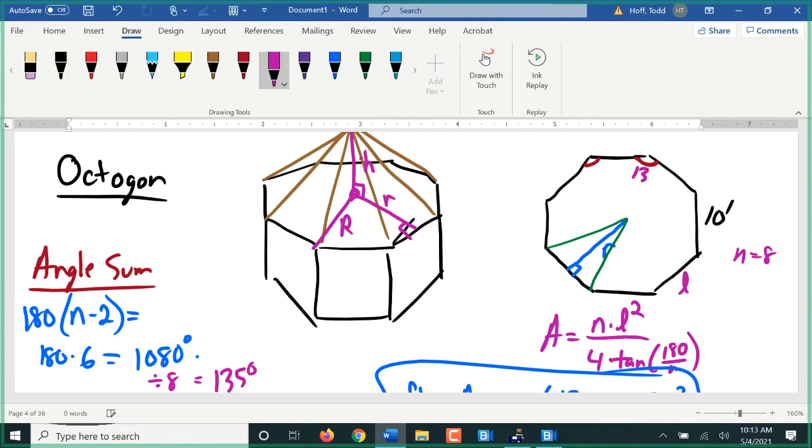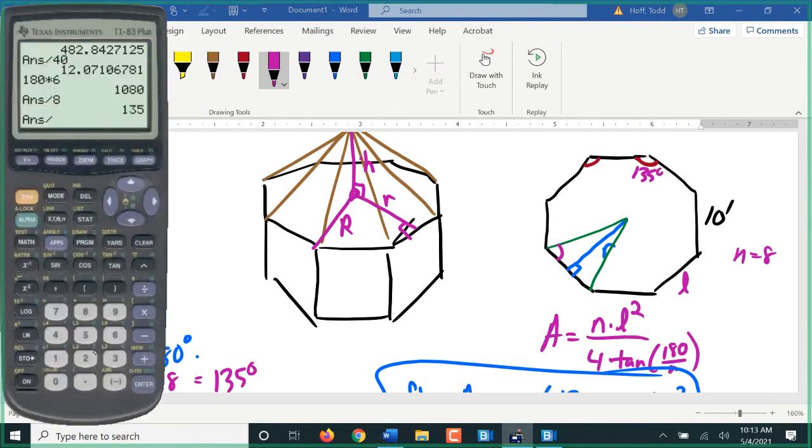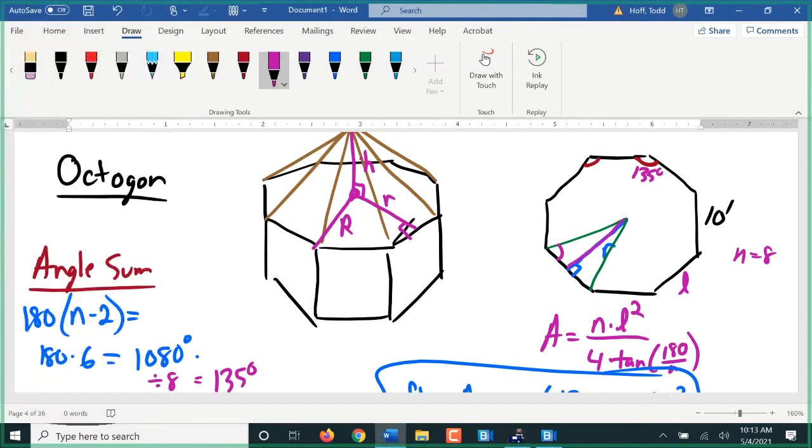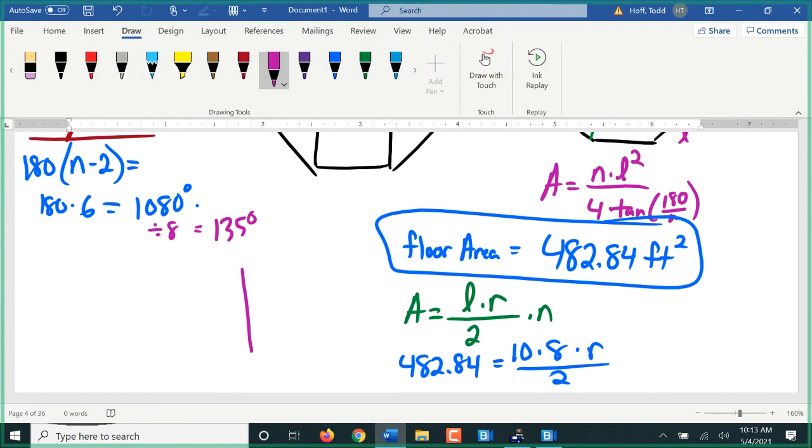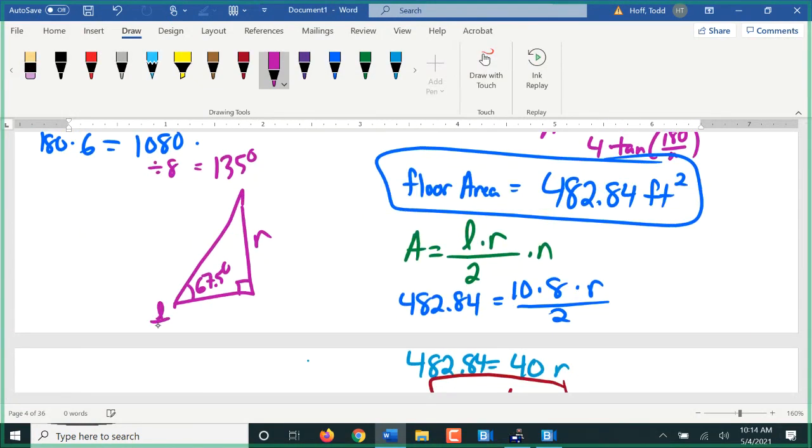So if this angle is 135 degrees, when I cut it here to make this triangle, it cuts it in half, which makes that 67.5 degrees. So I can actually look at this triangle, which is half of that triangle, where this is 67.5 degrees. This is a right angle. This is that little r, and this is half of my side. This is L over 2. Since L is 10, this would be 5 feet.